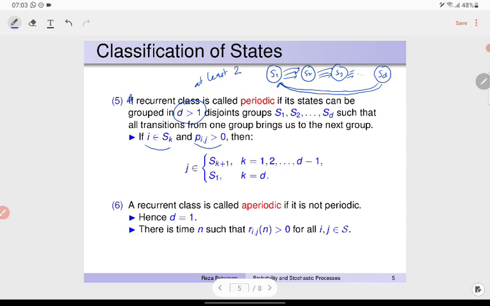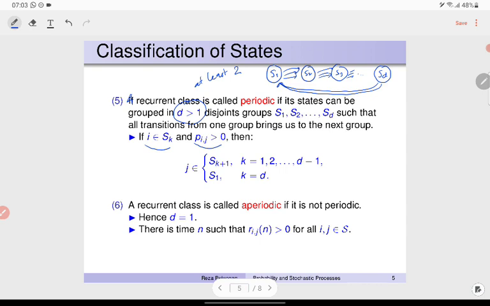So if this is the case, then there must be a time n such that Pij^n is larger than 0 for all i and j elements of the state space. So that means that you can take any two states, there must be a time n such that the probability of transitioning from one state to another within n transitions, the probability of the path between them, is larger than 0.